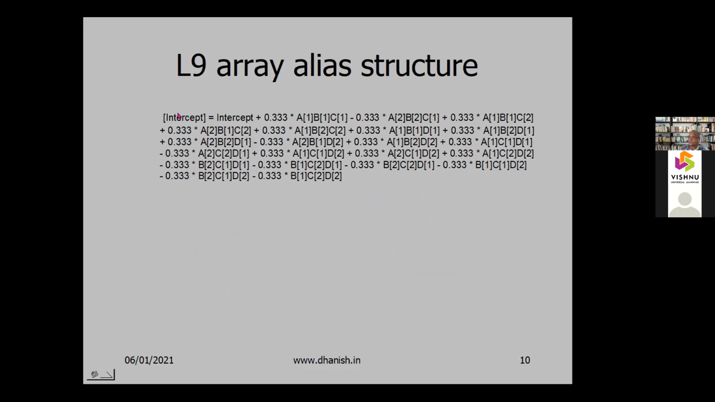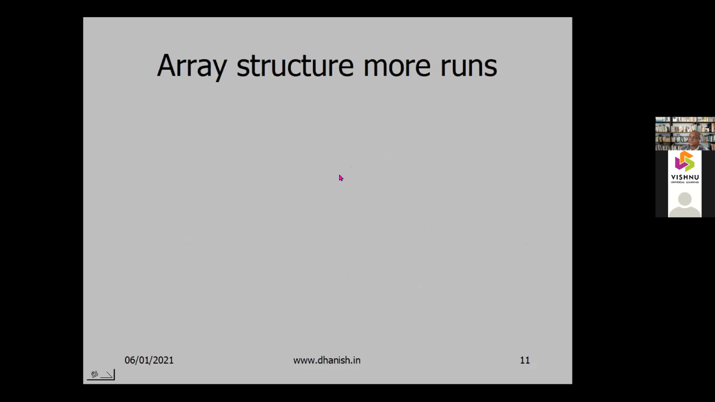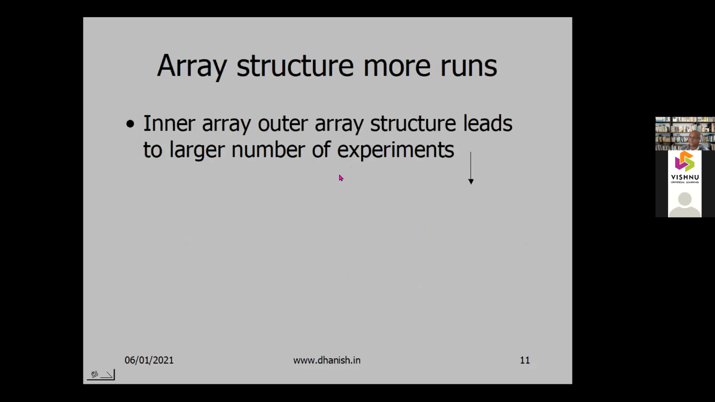So it is the constant intercept plus 1/3 of the ABC interaction plus complex interactions. The alias structure is there. So A1 is aliased with BC. Again, the L-line array is also highly aliased, so it is better not to follow these Taguchi designs.